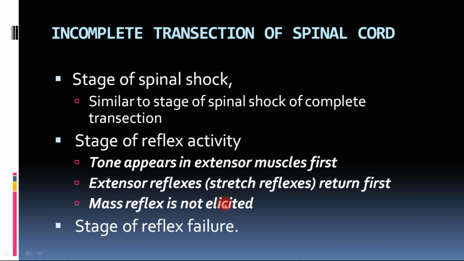Why mass reflex cannot be elicited is because the spinal cord here is not completely separated from the higher centers. If the higher centers are still connected to the spinal cord, mass reflex cannot be elicited. Now coming to the stage of reflex failure, it is the same as the stage of reflex failure in the case of complete transection.